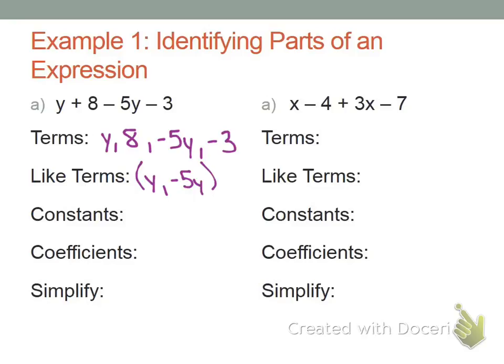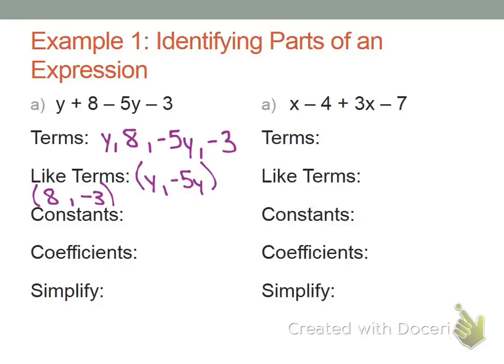Why isn't it positive? Because it has a negative sign in front of it. Okay, so I can't ignore that. 8 has a positive sign in front of it. 8 and negative 3. Now I have my constants. My constants are numbers that stand alone.